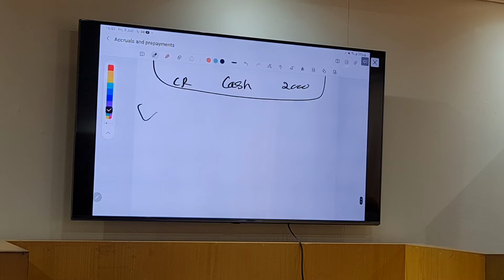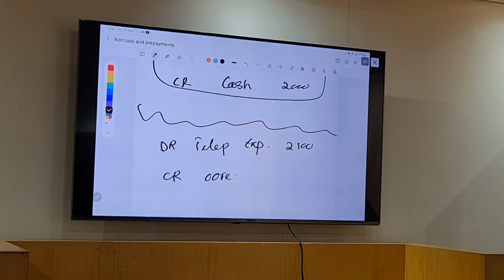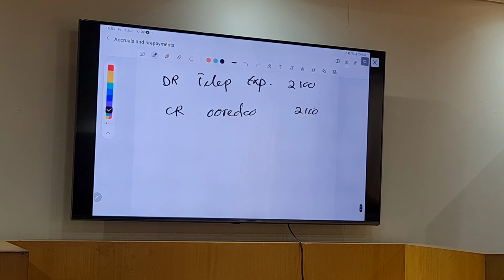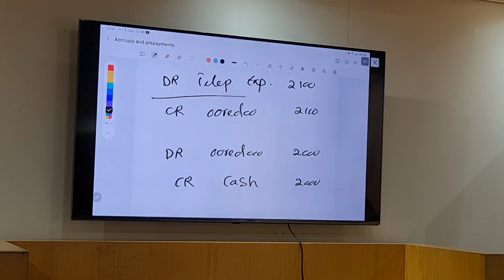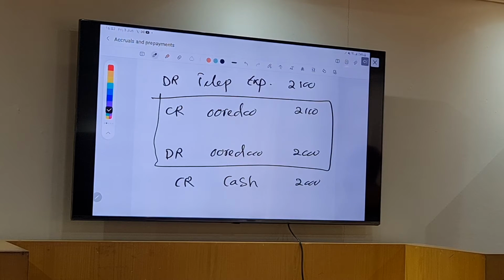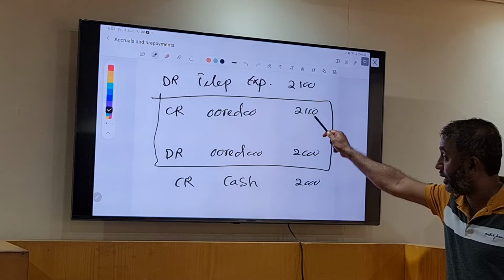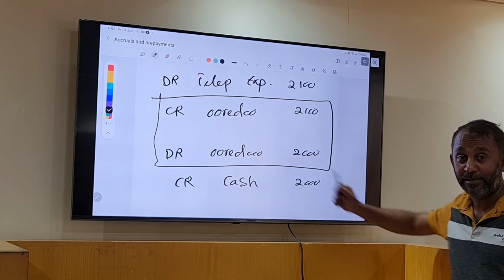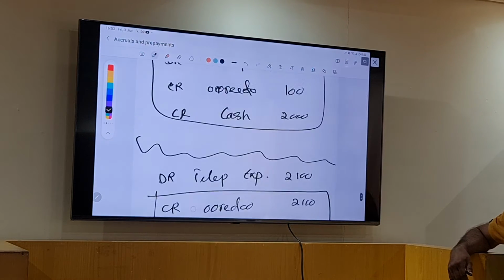But what you are saying, I understood also. What he is saying is this: you will debit telephone expense 2,100 and credit Ooredoo 2,100. Then he will pass one more entry: debit Ooredoo 2,000 and credit cash 2,000. Now brother, see these two entries. 2,100 credit, 2,000 debit. What is the net answer? 100 credit. And that is exactly what this is.